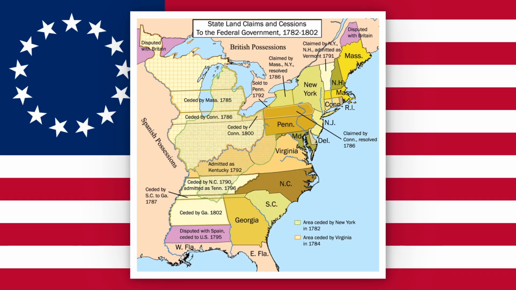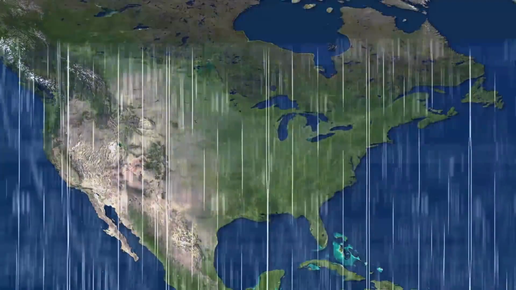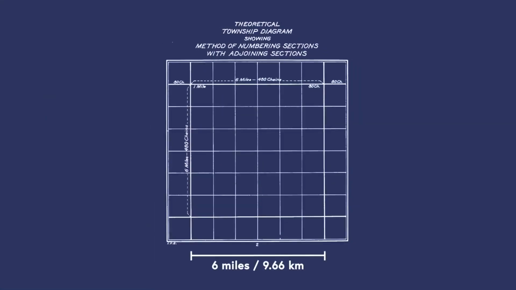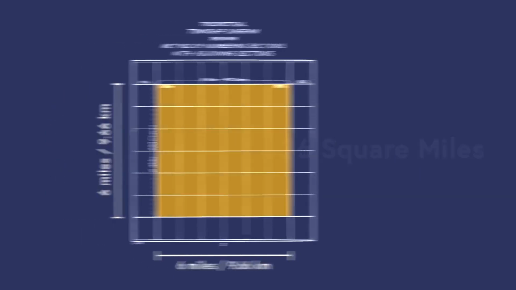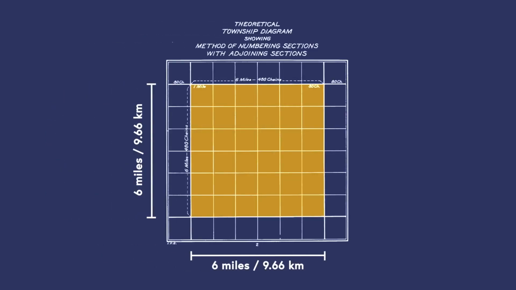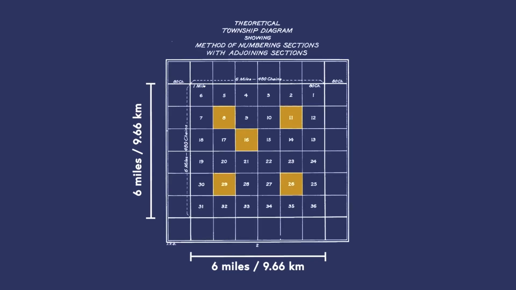And divide it did. Most of the US is divided into thousands upon thousands of townships. Townships are 6 miles by 6 miles and therefore 36 square miles. Each of these square miles is a section, and the 36 sections are numbered 1 to 36. For the most part, the US sold these sections off to settlers with the exception of sections 8, 11, 16, 26, and 29. Section 16 was always reserved for education.